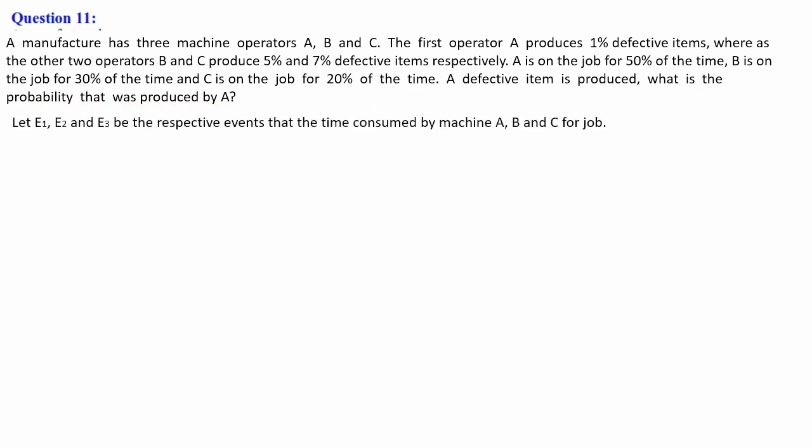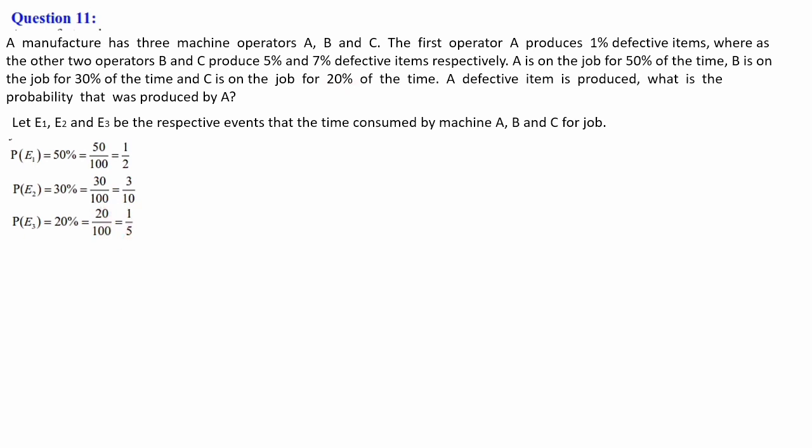Let's define E1, E2 and E3. Let E1, E2 and E3 be the respective events that the time is consumed by machine A, B and C for the job. P of E1 is given to you, 50% of the time A is spending, that is 1 by 2. P of E2 we have 30%, that is 3 by 10. And P of E3, that is 20%, that is 20 by 100, that is 1 by 5.